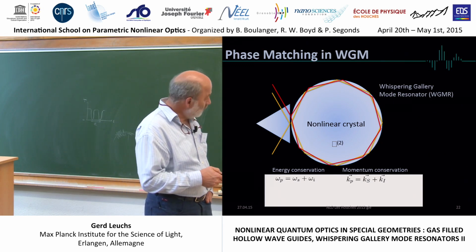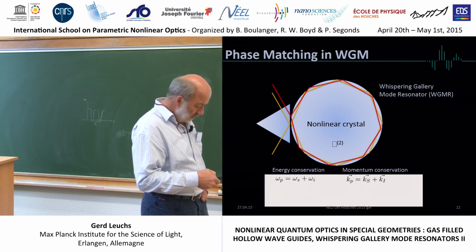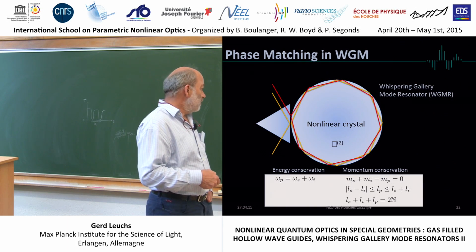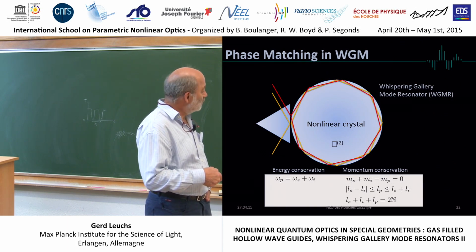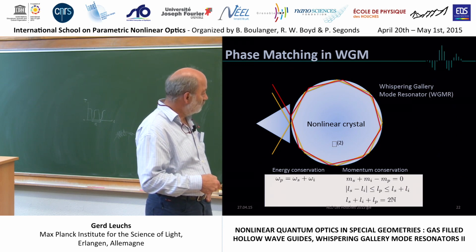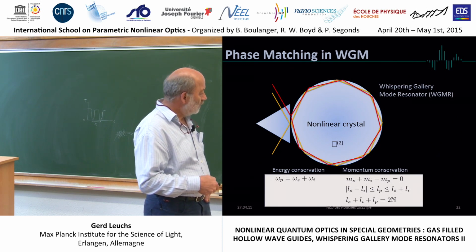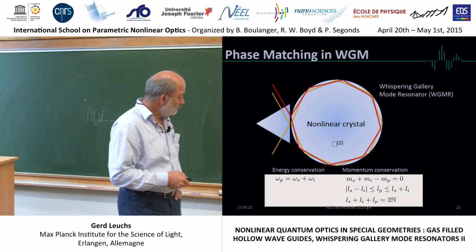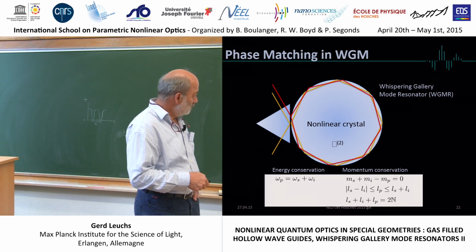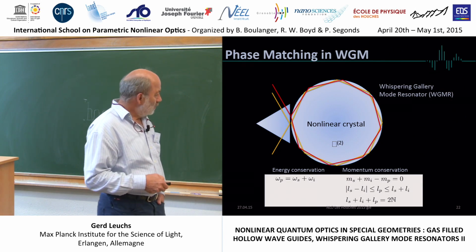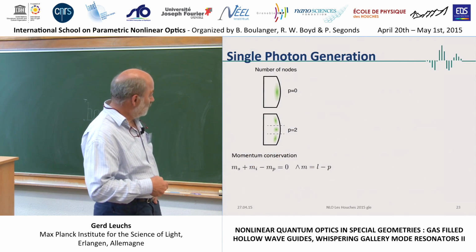And this momentum conservation, now watch this here, changes into conservation of this m quantum number, which tells you how many zeros there are around the rim for the signal, for the idler, and for the pump. And phase matching means that this has to add to 0. And these are boundary conditions for the L. Now, this is the same formula.